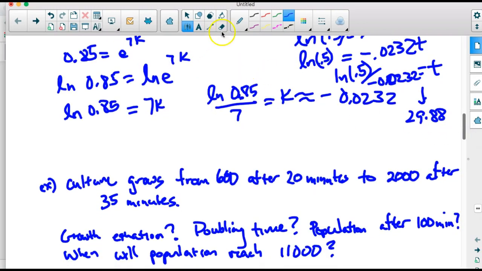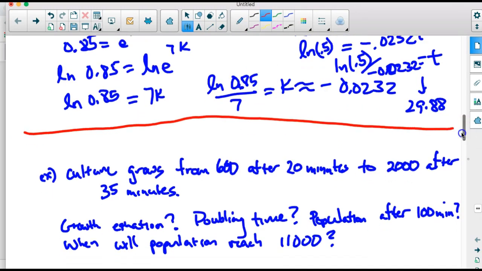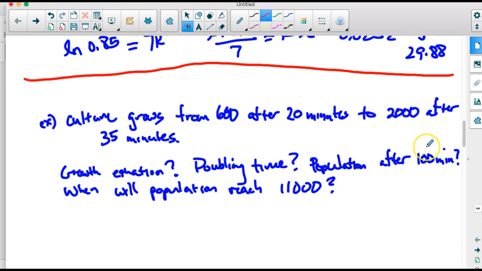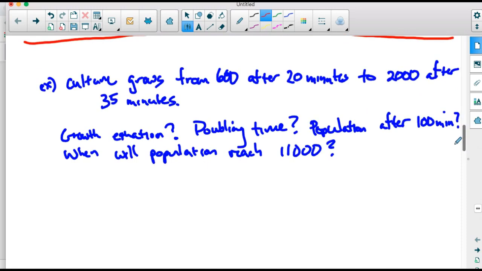Okay, here's my second example of a similar type of question. This one's a little bit different because it doesn't give me an initial value. It says we have a culture that grows to 600 after 20 minutes. So we don't know what happens at the initial value. We know what happens after 20 minutes, and we know what happens after 35 minutes. It's grown to 2,000. We want to find our growth equation, our doubling time, what's the population after 100 minutes, and when will it reach 11,000 in the culture? When would the population reach 11,000? So we're going to try to answer all those questions.